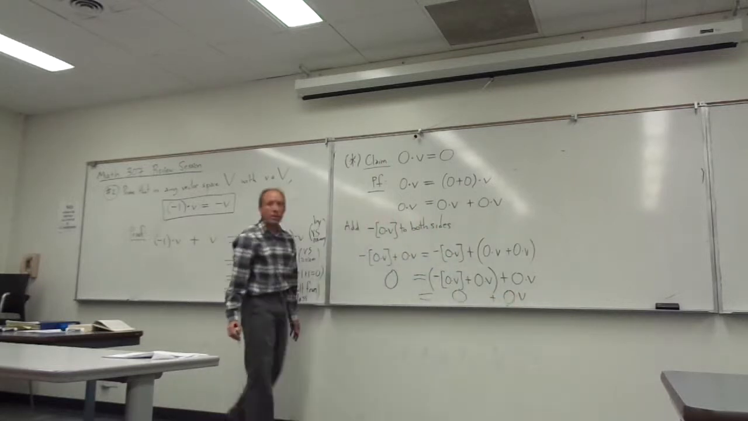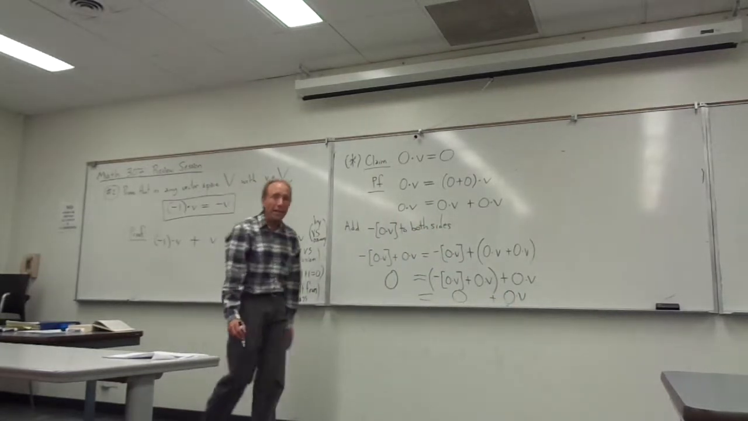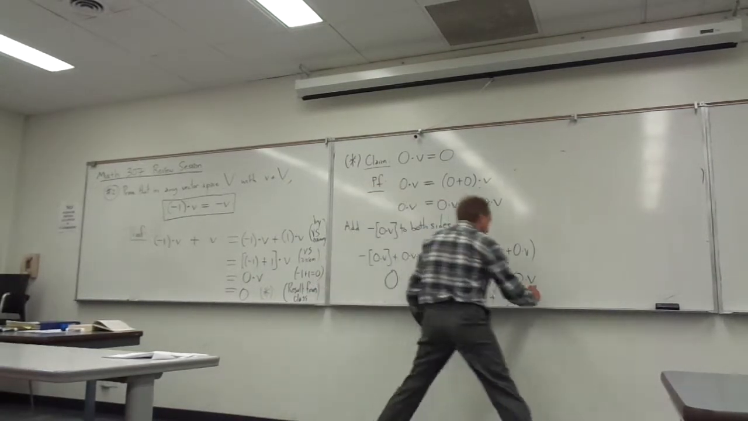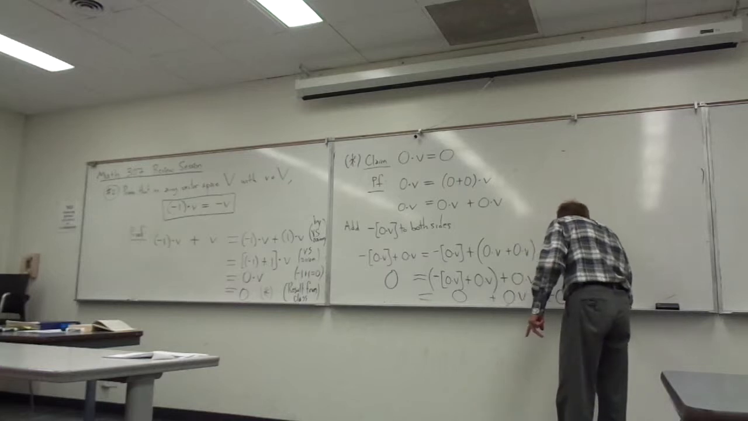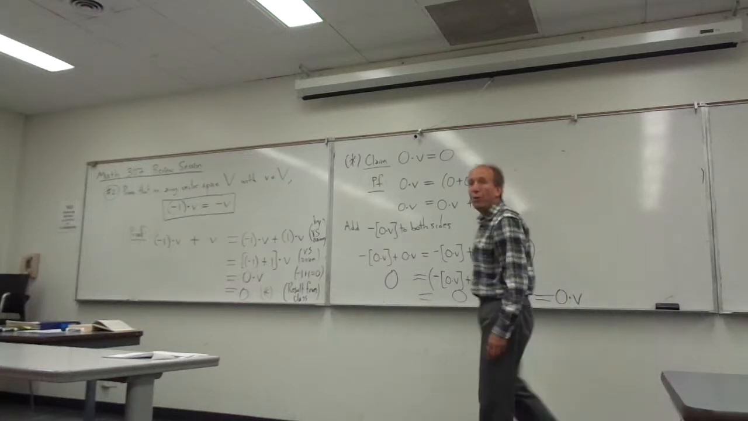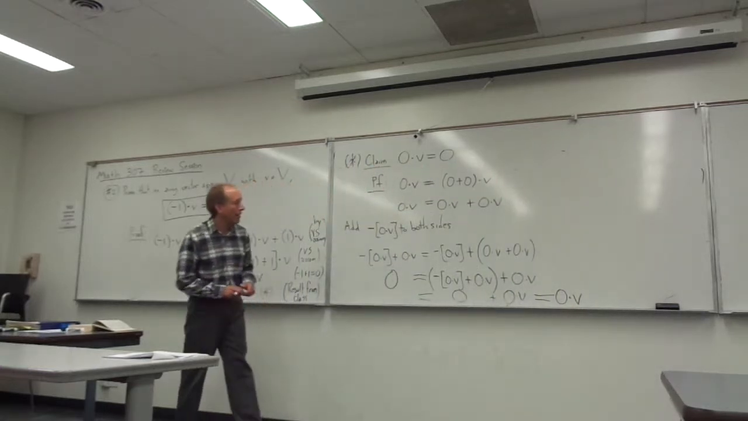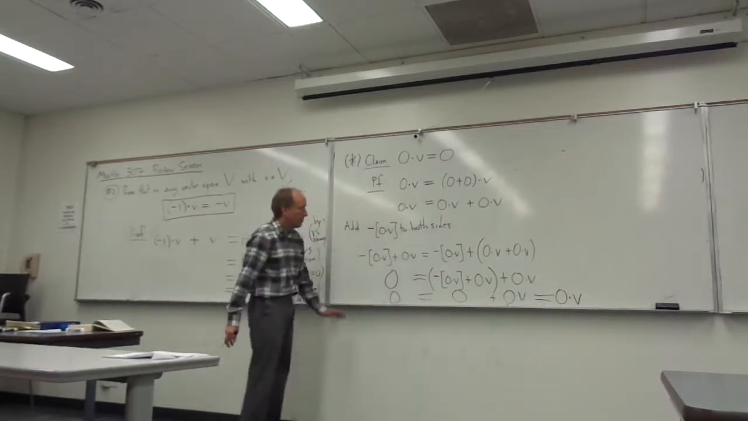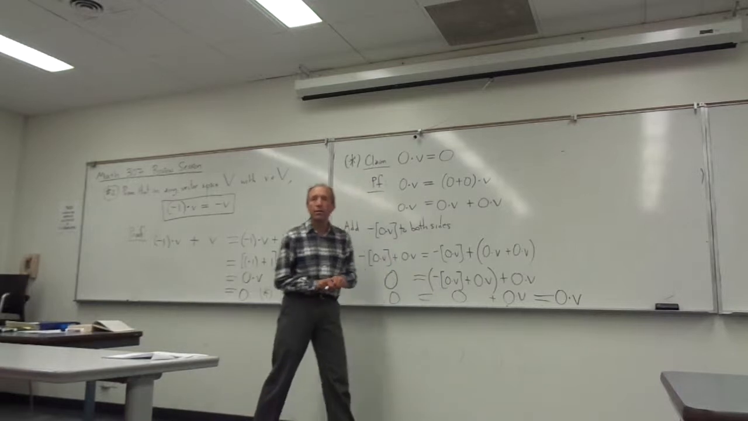So we get 0 is equal to 0 plus 0 times v, but the 0 vector, when you add it to anything else, just gives you 0 times v. So there you go. That's how you would prove that, because you've got a 0 here. I'll just recopy it there. 0 is equal to 0 times v.